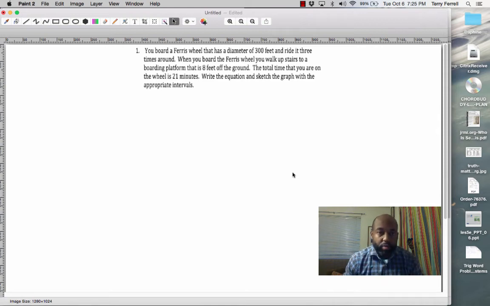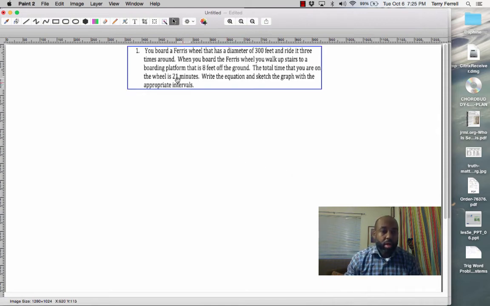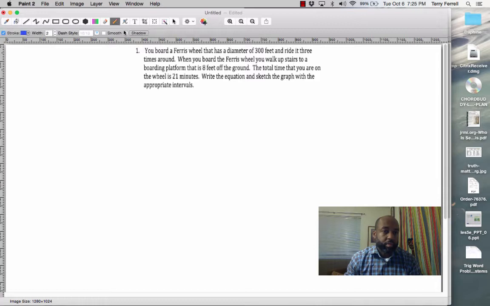Okay, the Ferris wheel problem. Let's see. You board a Ferris wheel that has a diameter of 300 feet. Here's our Ferris wheel. It's really just a circle. The diameter is 300, which means the radius is 150. And you ride it 3 times around.